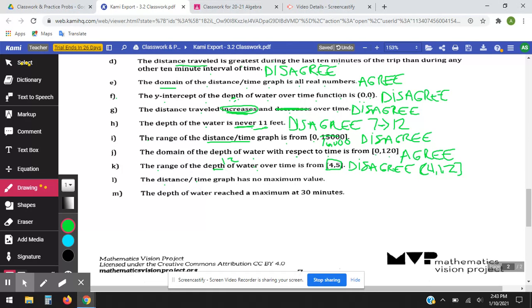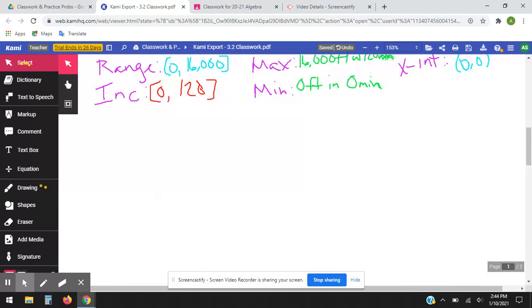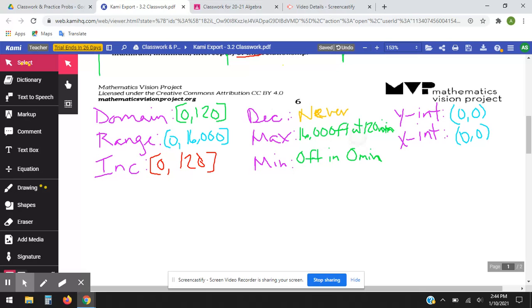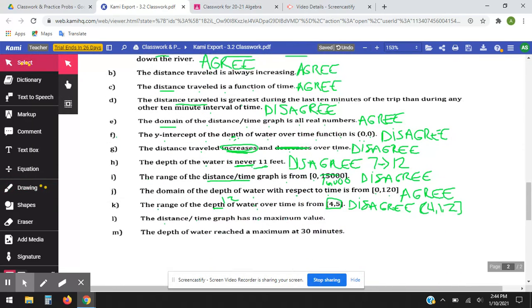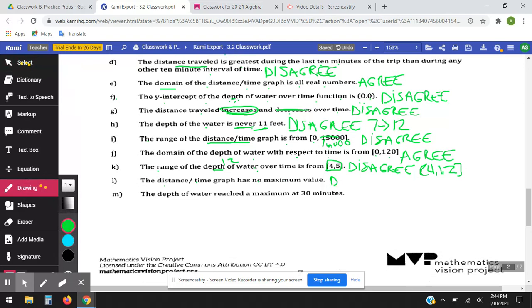Okay, the distance time graph has no maximum value. We put in a maximum value, didn't we? Our maximum value was 16,000 feet at 120 minutes. So let's go back to here. So we're going to disagree. It was 16,000 at 120 minutes. The depth of water reached a maximum at 30 minutes.